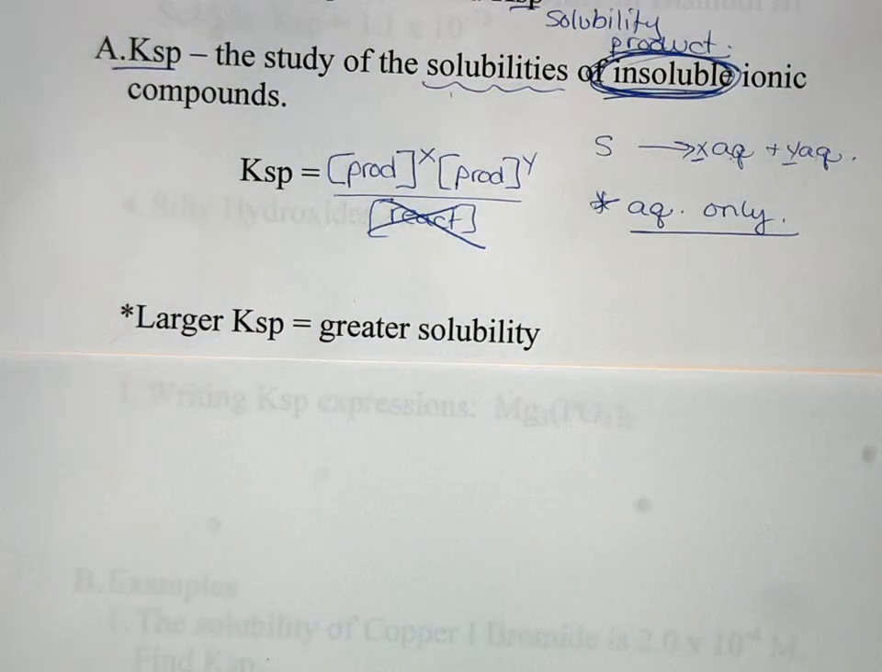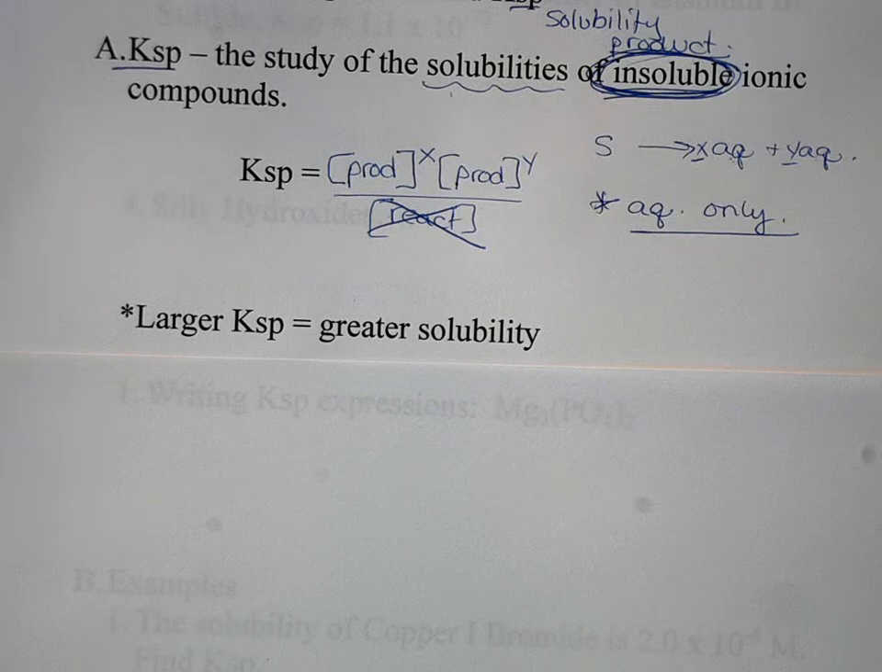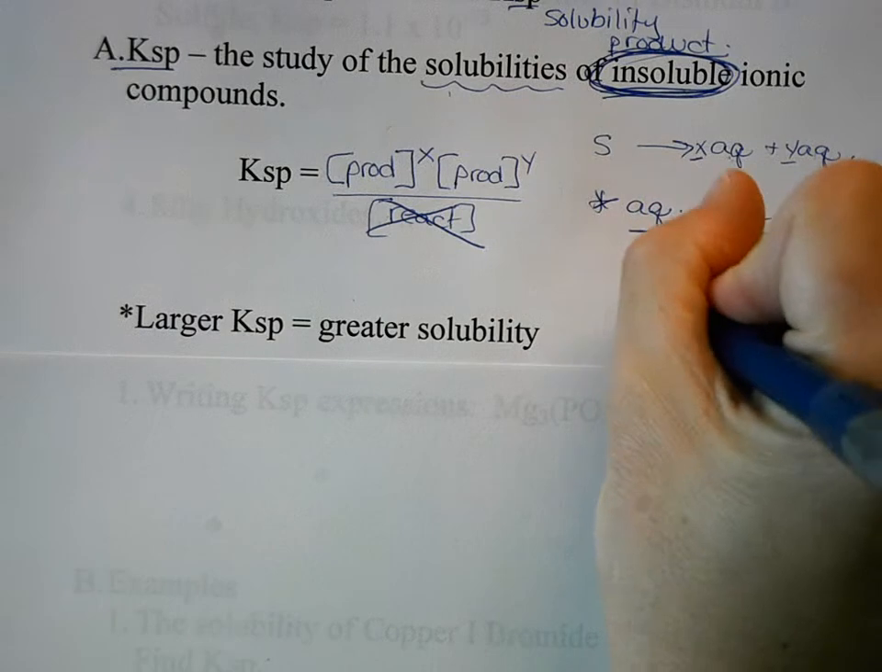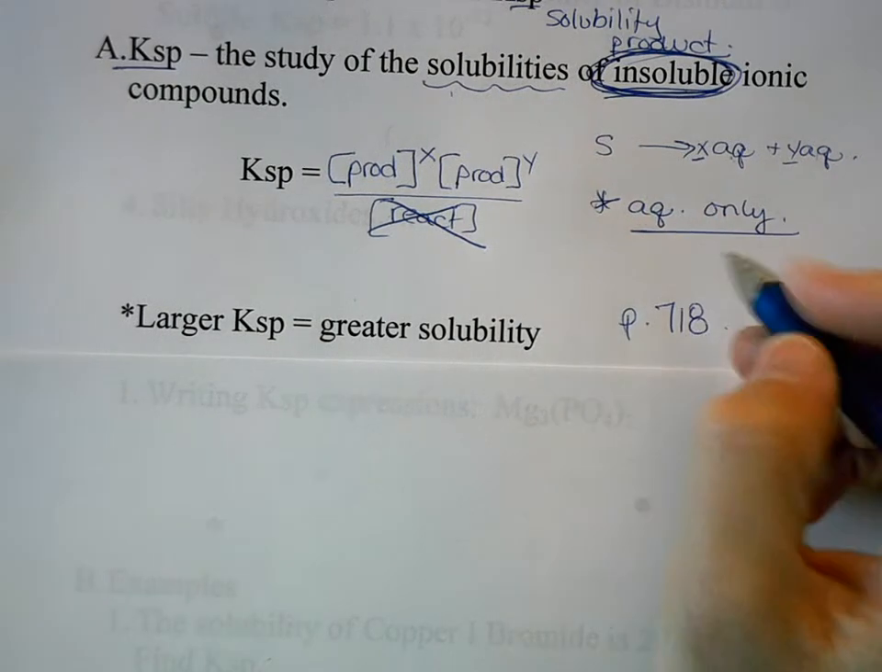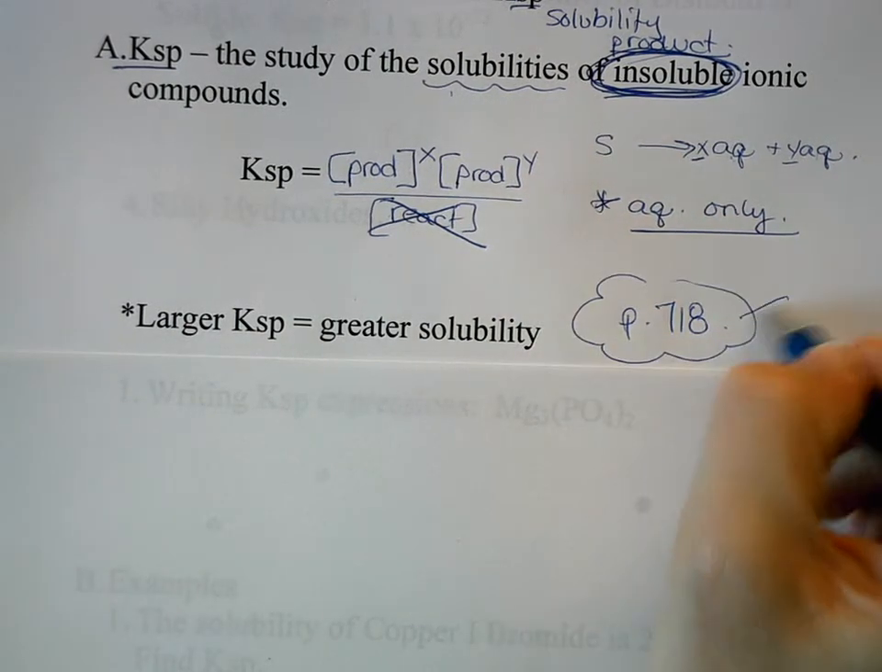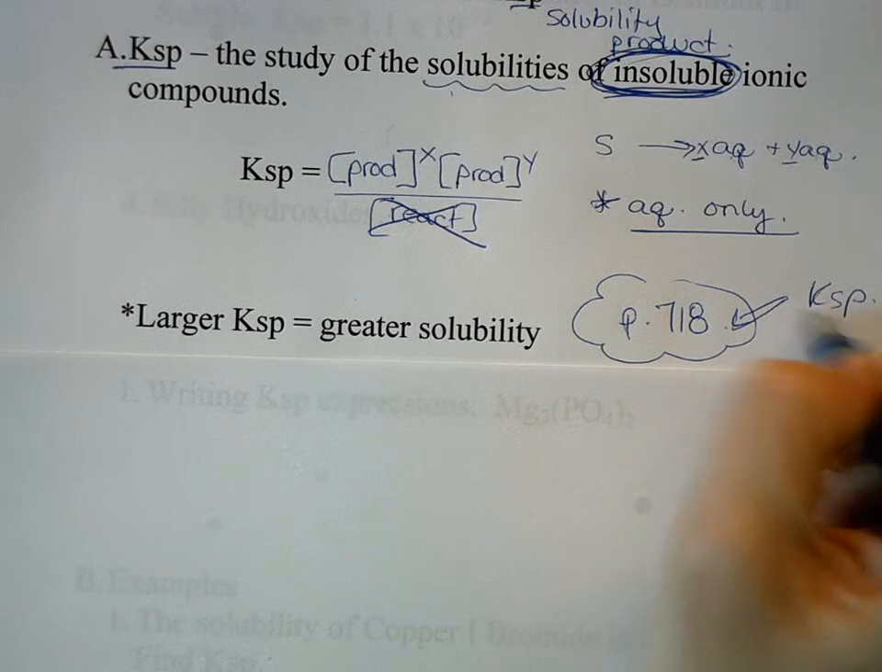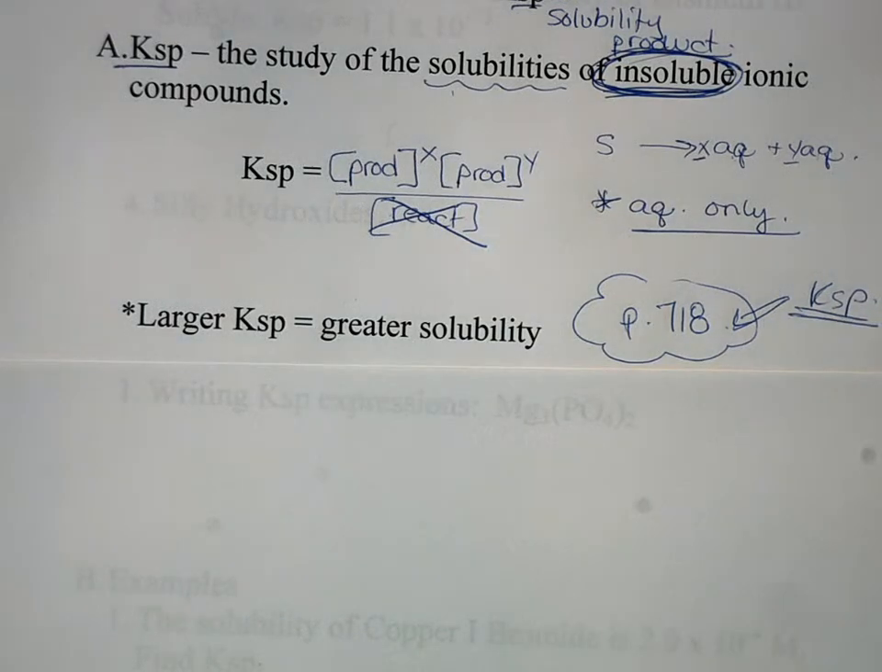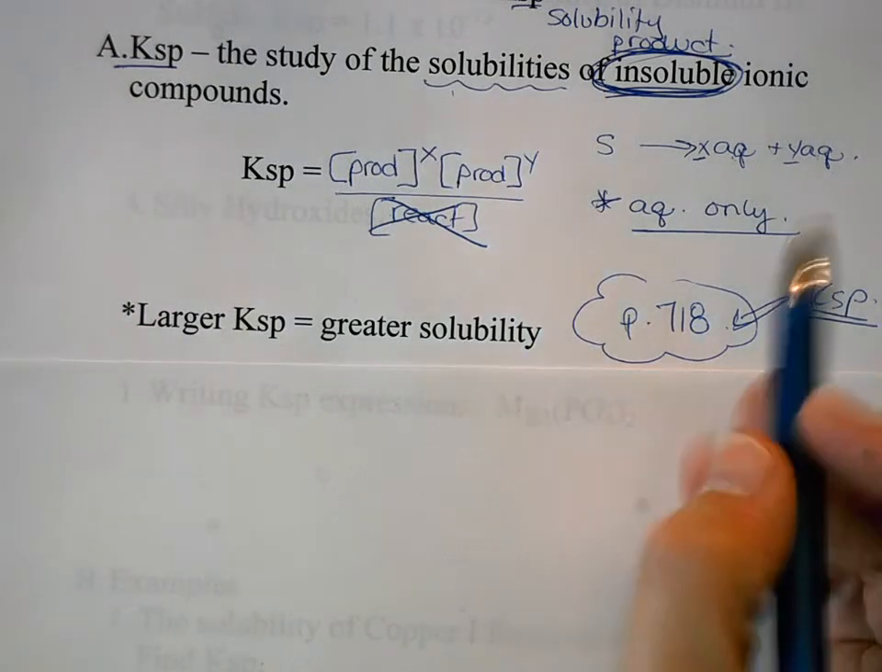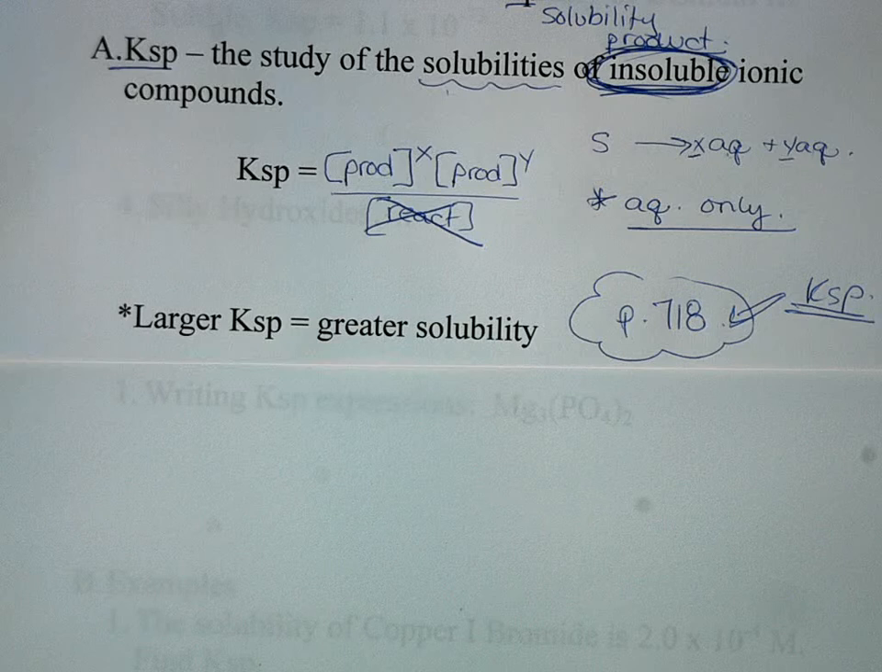Trying to find the page number where it has your chart. Page 718 gives you the chart of all the Ksp values that you would just need to look up when you're doing these problems. And if you look at them, you'll notice that they're very, very small, even smaller than acid dissociation constants, because of these insoluble ionic compounds, such a small percentage of them dissolve, and so that's why those Ksp values are so tiny.